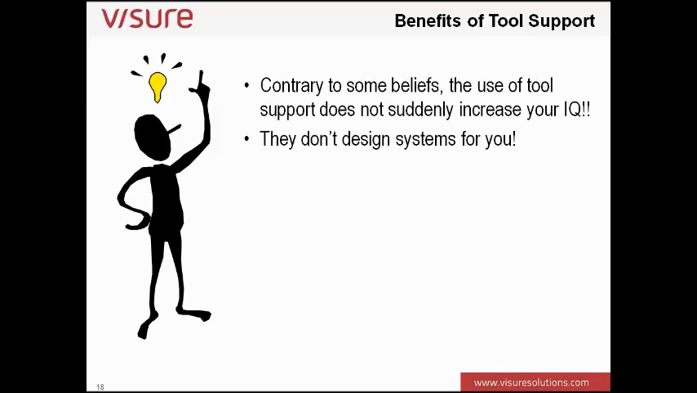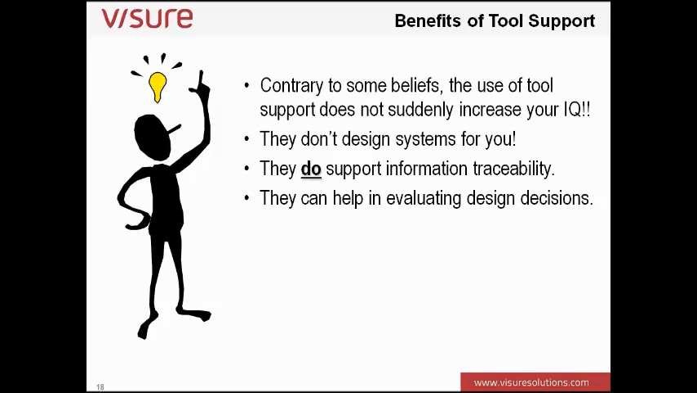But then the next one, radical again, I know, but the tools themselves don't, of course, design systems for you. Again, we would like that to happen. Maybe in the future with robotics it could, but we're not there yet. What they do is they support information traceability. They do take the administration out of creating or maintaining this traceability between the world of words and the world of text, and of course between Word documents themselves. So that's really part of the significant value.